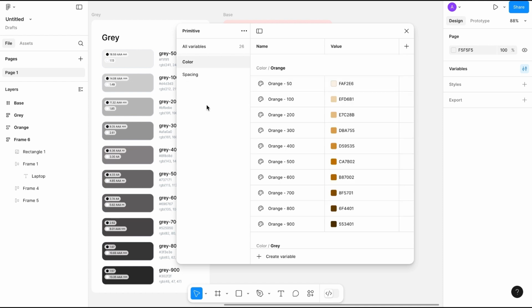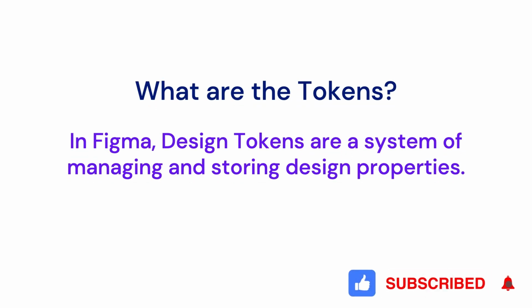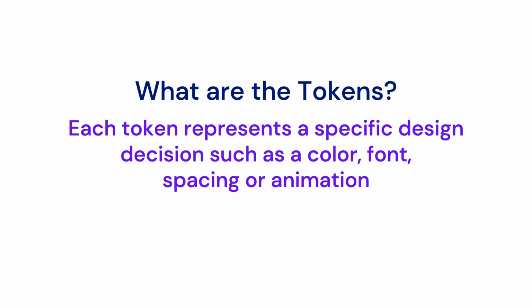So here we have color and spacing variables ready. Now it's time to create tokens. In Figma, design tokens are a system for managing and storing design properties and values across a design system. Each token represents a specific design decision, such as a color, font, spacing, or animation.